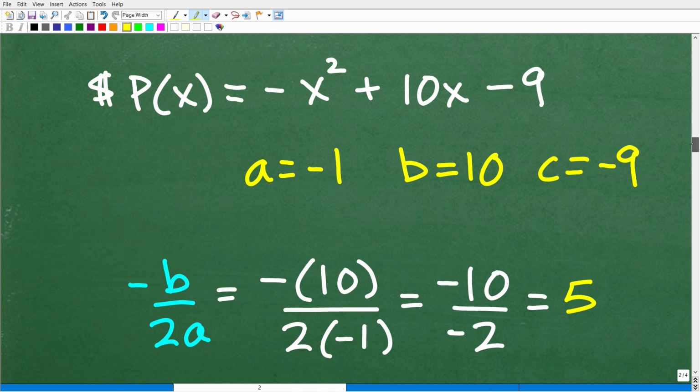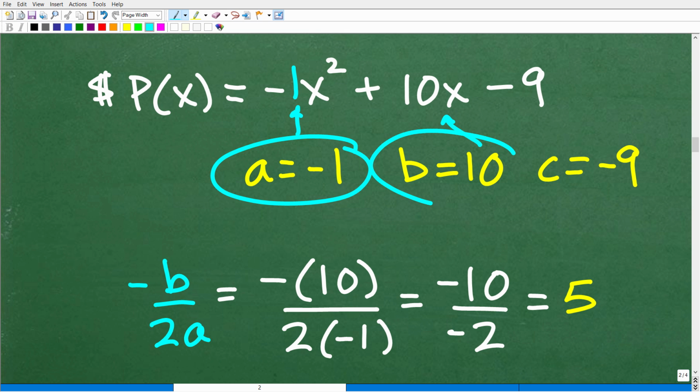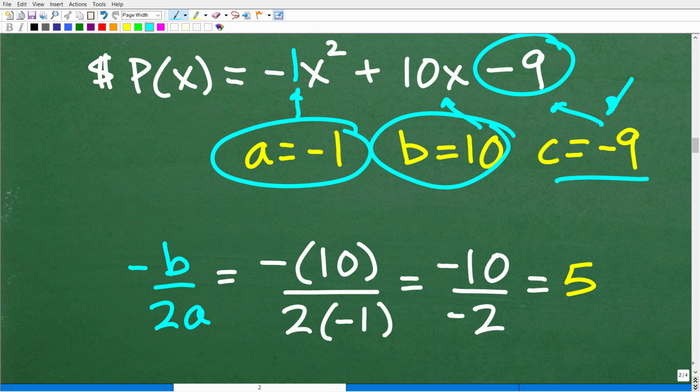Here is our profit function, and luckily for us, it's already in standard form, ax squared plus bx plus c. So a is the number in front of the x squared, which is -1. b is the number in front of the x, so b is 10. And c is our constant value, which is -9. We don't really need the -9, but it's good practice, especially if we're going to use the quadratic equation to solve this. So let's figure out what negative b over 2a is. This is going to be our x-coordinate for this problem.